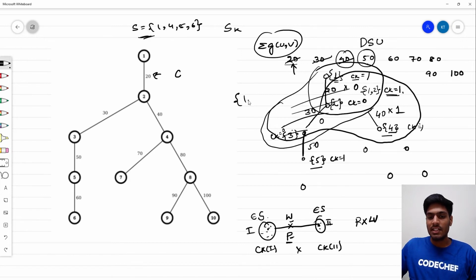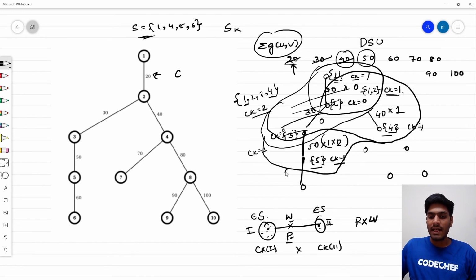And this set includes 1, 2, 3, and 4. The CK for this set has gone to 2 because of 1 and 4. So now since CK of this is 2, this is 1, then the contribution of 50 will be 50 times 1 times 2, that is 50 times 2. And then this whole will become one set, and its CK will become 3.